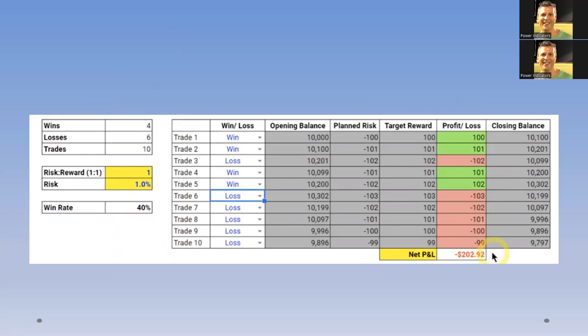I told you, you will not make money with a 1-to-1 risk ratio. A lot of day traders and scalpers go in and say, I'm going to do a one ES point stop for a one ES point target. And that never works, right?